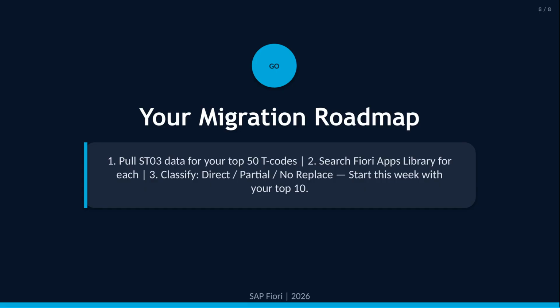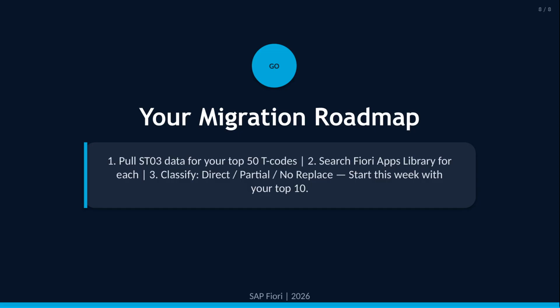Let us bring it all together. Your migration follows 4 phases. Assessment: identify your top 50 transactions, map them to Fiori apps, and classify each as full replace, partial replace, or no replace. Foundation: activate the front-end server, configure Gateway, set up single sign-on, and build initial roles. This takes 4 to 6 weeks.